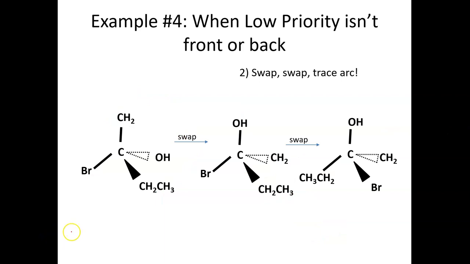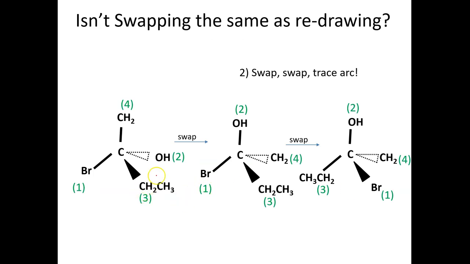Here's another example, just showing you what this swapping does. Again, I can show you this by showing you the priority groups where we would find them. The low priority is the methyl group. These are the same 4 different things on all 3 of these different groups. So the methyl group, and the methyl group, and the methyl group. I've labeled them 4 in each position. Hydroxide's a 2 in each position, and the bromine is a 1 in each position. Ethyl group is a 3 in each position.